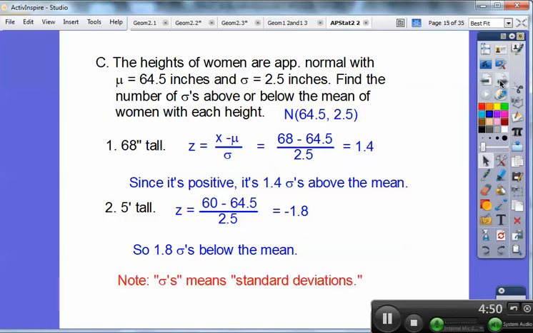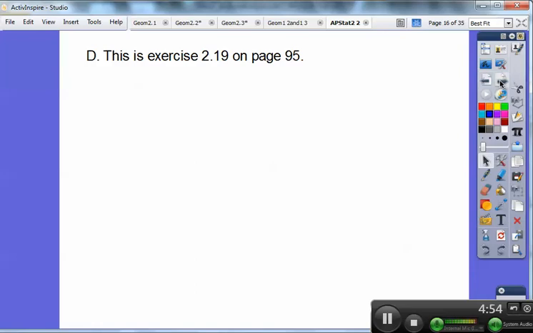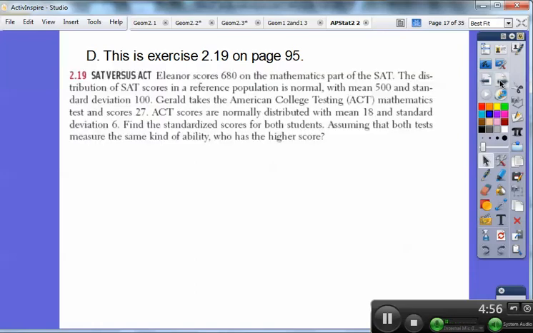Note that this just means standard deviations. This exercise is 2.19 on page 95 in our textbook. The SAT versus the ACT. Eleanor scores 680 on the mathematics part of the SAT. The distribution of SAT scores is a normal population with a mean of 500 and a standard deviation of 100.